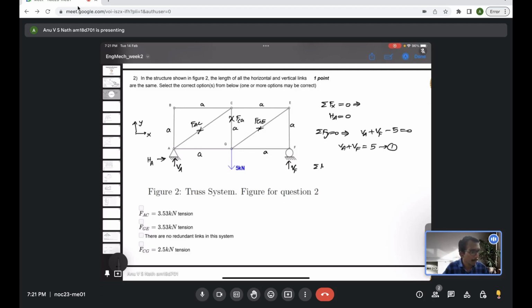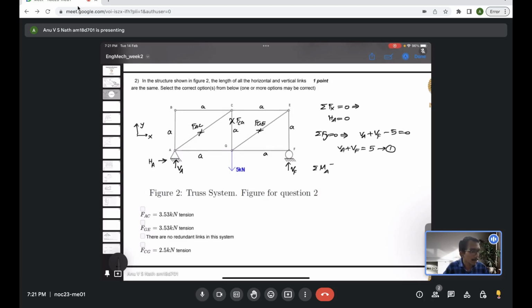Now sigma moment about any point on the system should be 0. We could take moment about A. We can take a moment about G or F, doesn't matter. Finally we will arrive at the same equation, but every moment should be 0 for equilibrium. So if we use this as the equation, HA is already 0. Va does not make any moment because it's passing through the point A. The moment arm is actually 0, so it will not make any moment.